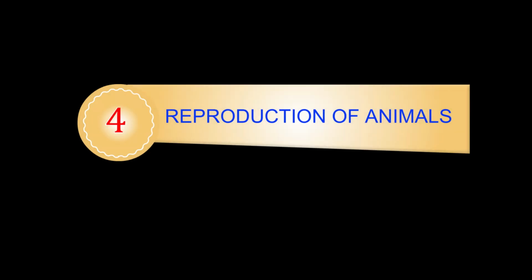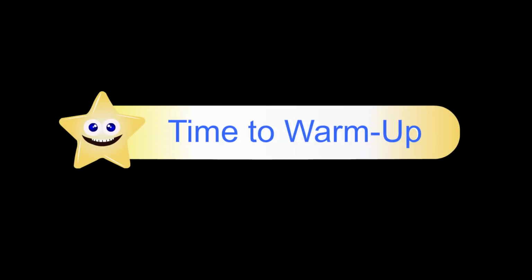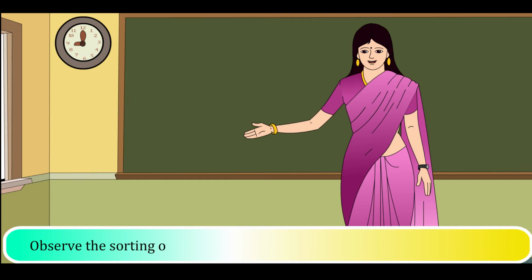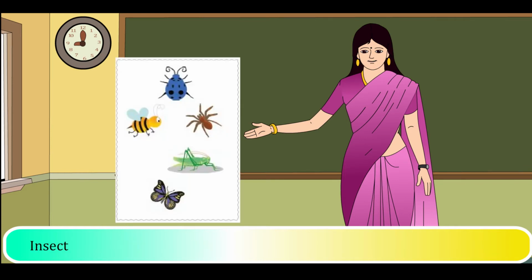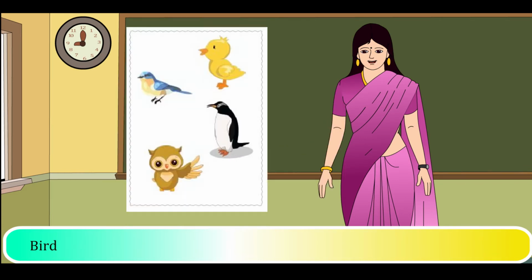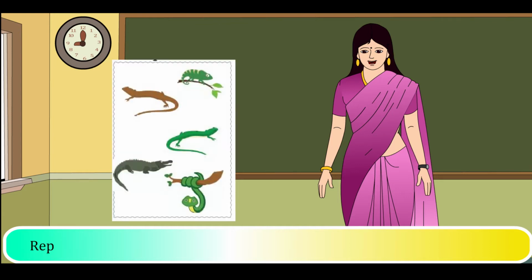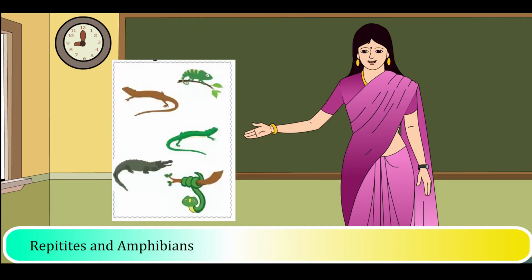Fourth lesson, Reproduction of Animals. Time to warm up. Observe the sorting of animals: insect, bird, mammal, reptiles and amphibians.